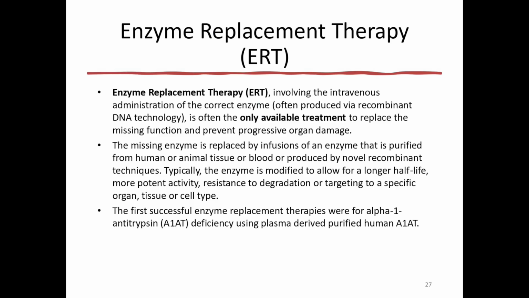Enzyme replacement therapy, or ERT, is often the only available treatment to replace a missing function and prevent progressive organ damage, particularly for inborn errors of metabolism and lysosomal storage diseases. ERT involves the intravenous administration of the correct enzyme, often produced via recombinant DNA technology. This enzyme is typically modified, for example, pegylated, to allow for a longer half-life, more potent activity, or targeted delivery. The first successful ERT were for alpha-1 antitrypsin deficiency.